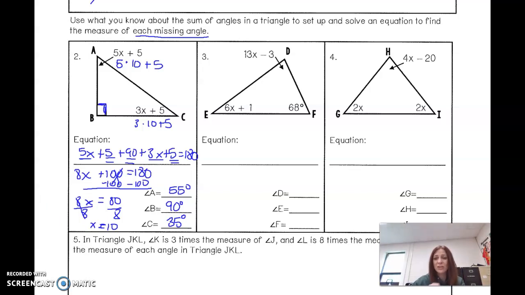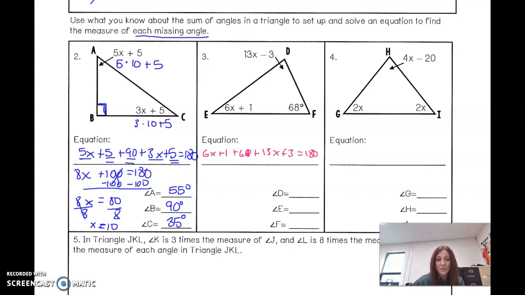All three of these angles, we know the interior angles of a triangle have to add to 180. So add them up. We have 6x plus 1, plus 68, it doesn't matter the order we're adding, plus 13x minus 3. I'm going to keep change and make that a negative 3. That has to equal 180.